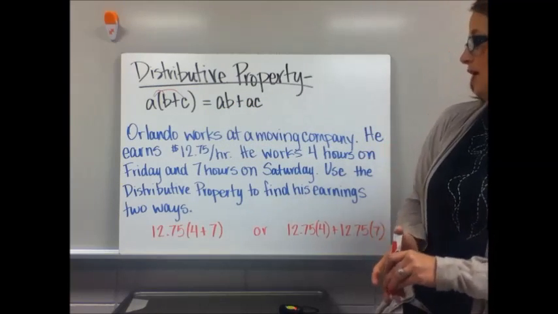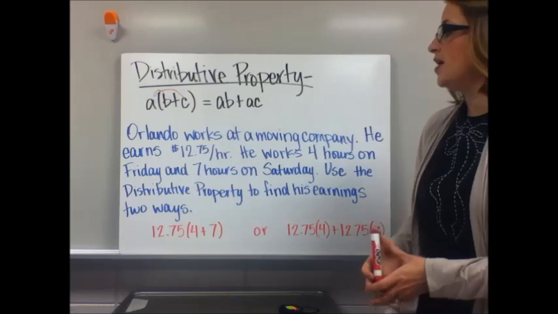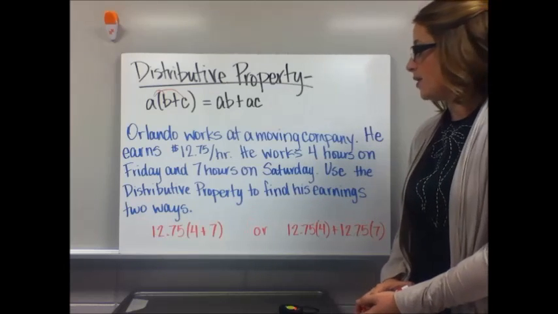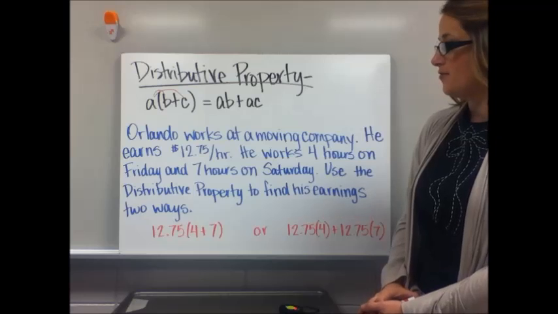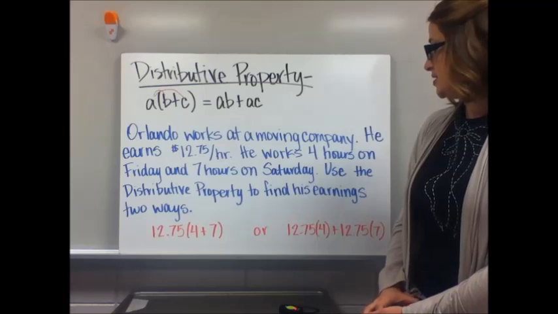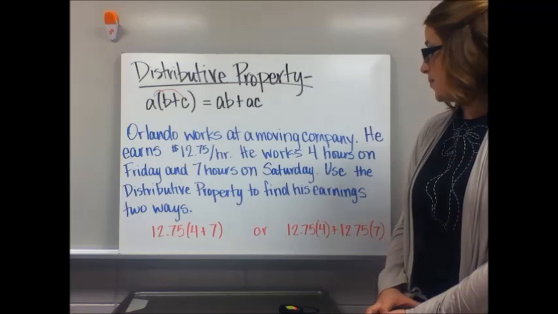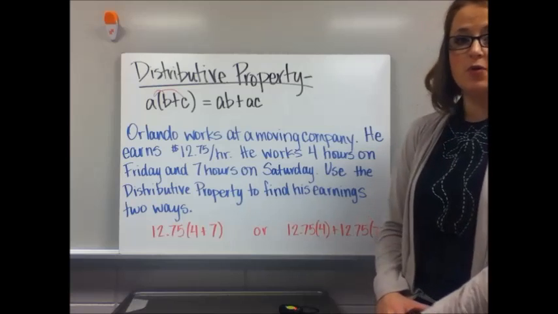Orlando works at a moving company. He earns $12.75 per hour. He works 4 hours on Friday and 7 hours on Saturday. Use the distributive property to find his earnings in two different ways.